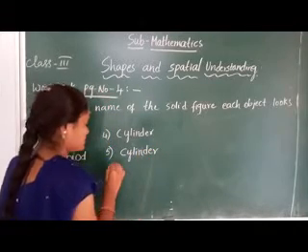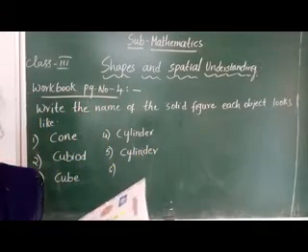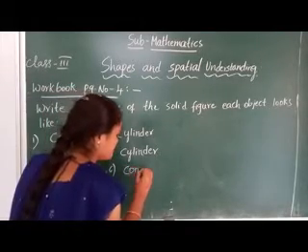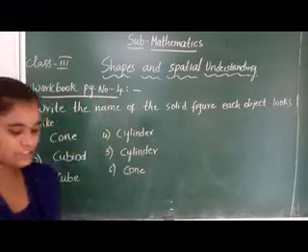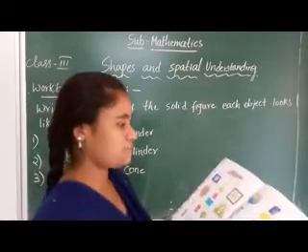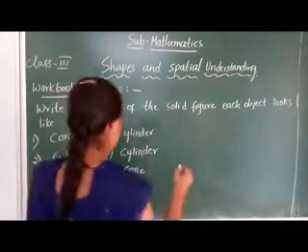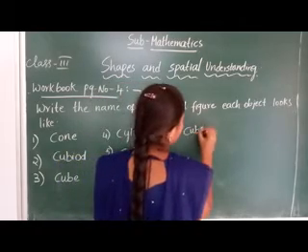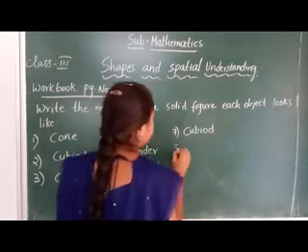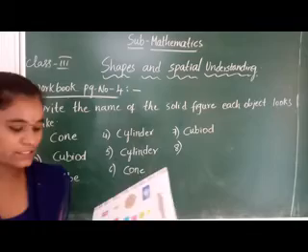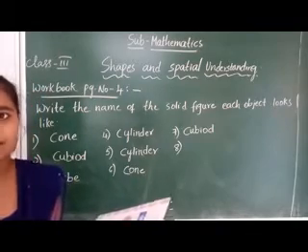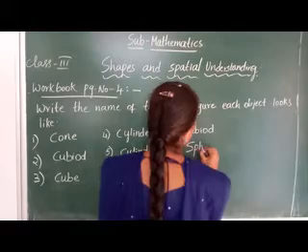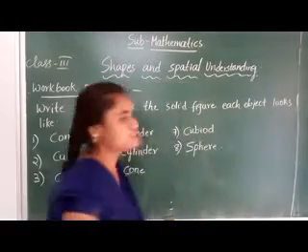Sixth one, cone ice cream. Means cone, C-O-N-E. Cone shape. Next, stove. Stove means cuboid shape. Cuboid. Next one, ball. Ball is sphere, not circle. That one is sphere. Okay.